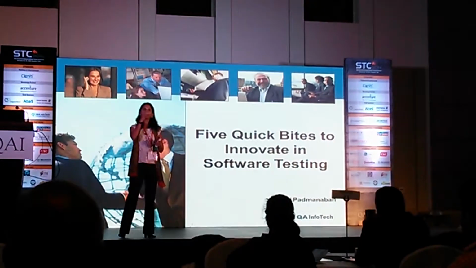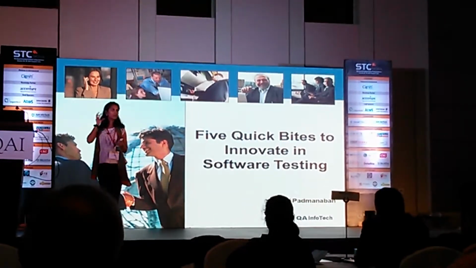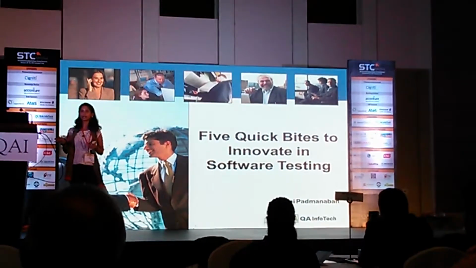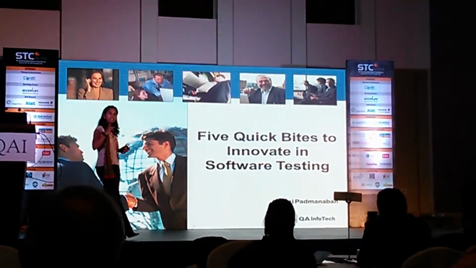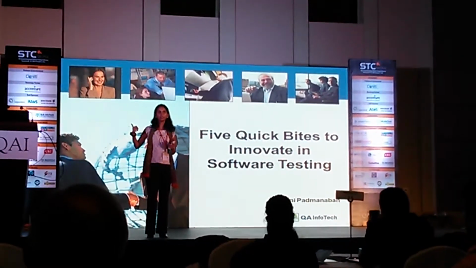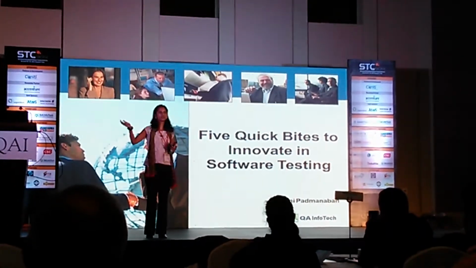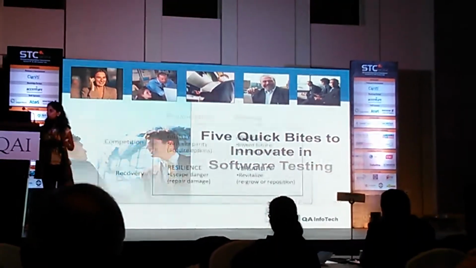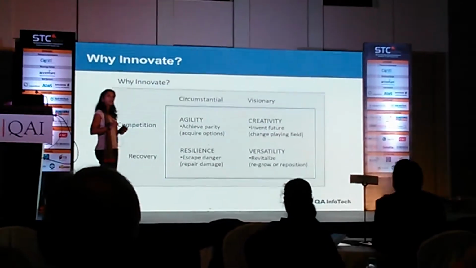And I'll wrap it up mapping these 5 ideas to the 5 C's, which are important for the success of any organization's strategy. The 5 C's of context, collaboration, customer, competition, and company. So I'll map my 5 ideas to these 5 C's. So that's the overall flow. So with that, I'll start off with why innovate.